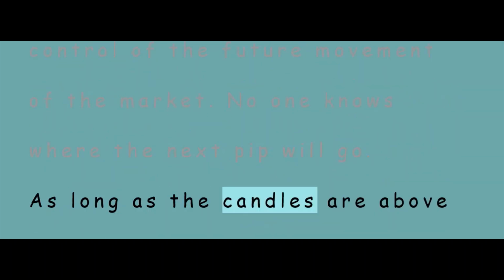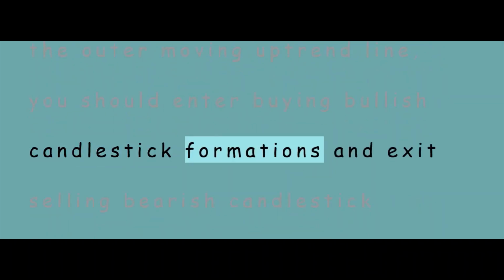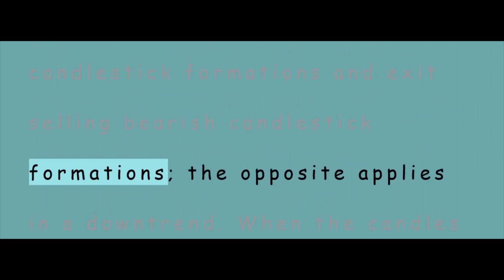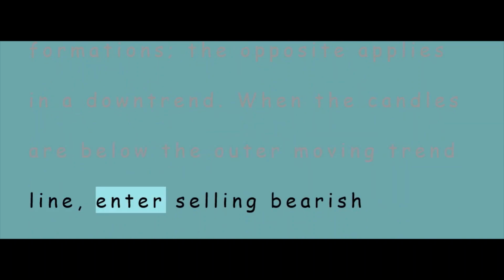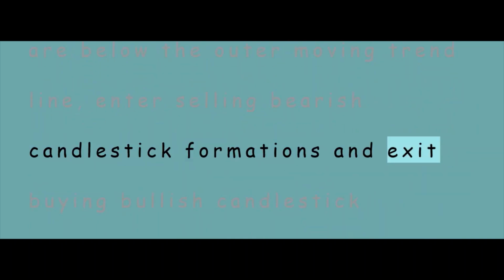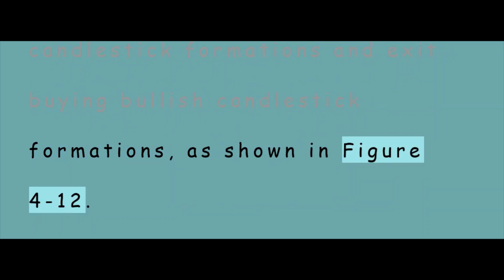As long as the candles are above the outer moving uptrend line, you should enter buying bullish candlestick formations and exit selling bearish candlestick formations. The opposite applies in a downtrend. When the candles are below the outer moving trend line, enter selling bearish candlestick formations and exit buying bullish candlestick formations, as shown in figure 412.